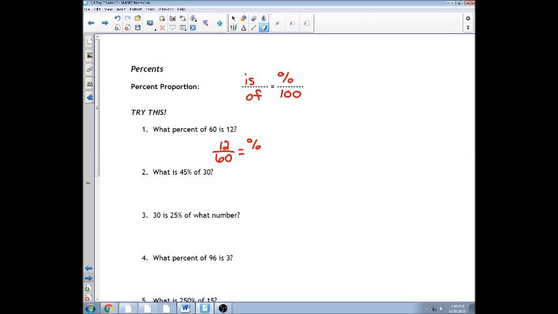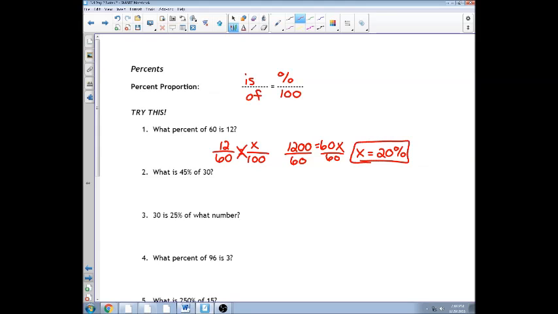So instead of writing a percentage sign like I just did there, we can go ahead and make an x, make a variable, put it over 100. We're going to cross multiply. So this would be 1200 is equal to 60x. I'm going to go ahead and divide by 60 on both sides. And x would equal 20. What are we looking for? Well, it's a percentage, so make sure that we put our label.